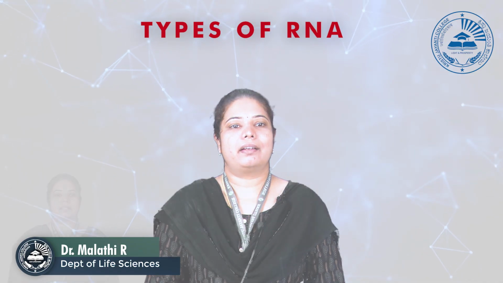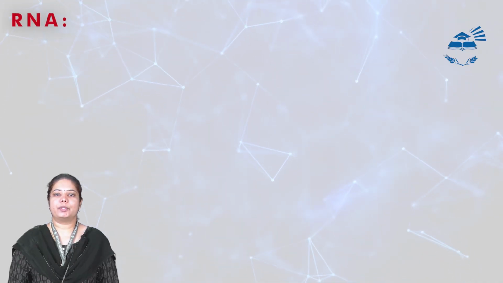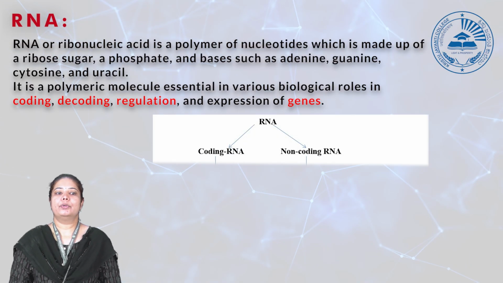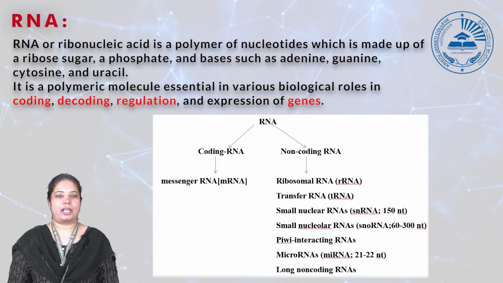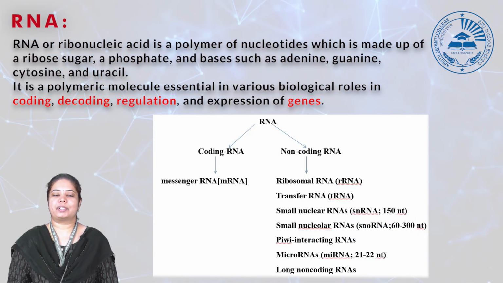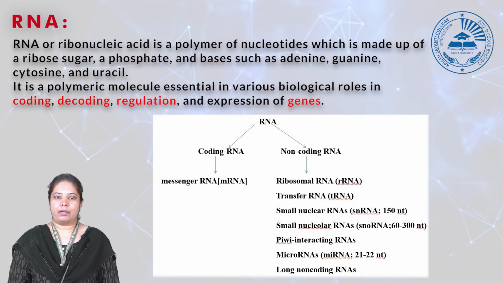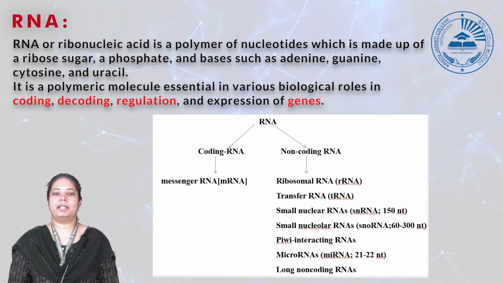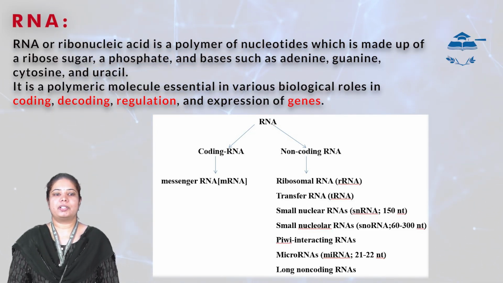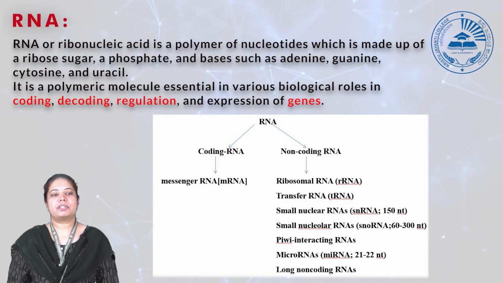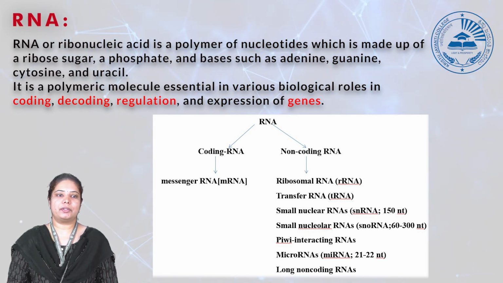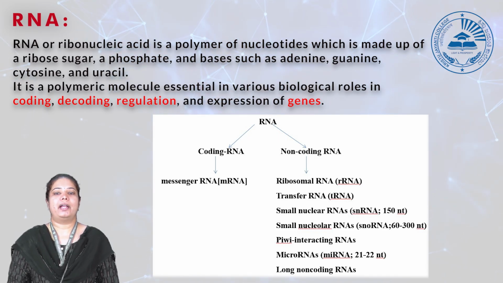In general, RNA is a polymer of nucleotides made up of ribose sugar, phosphate and bases such as adenine, guanine, cytosine and uracil. It's a polymeric molecule essential for different biological roles, which include coding, decoding, regulation and gene expression, and it is a very stable molecule when compared to DNA. This is very useful for synthesis and expression of new genes, which includes expression of different proteins.